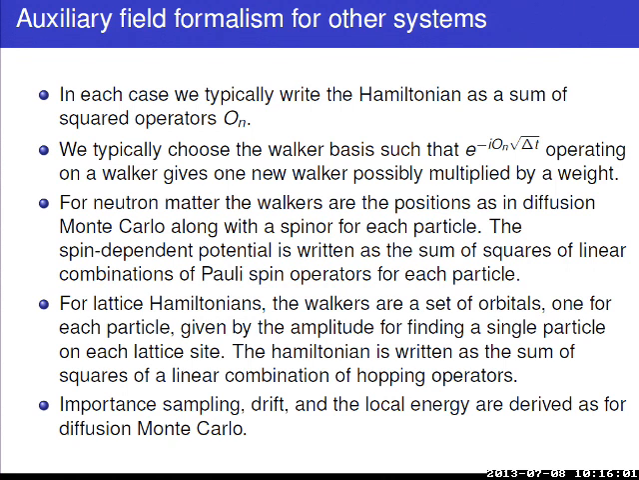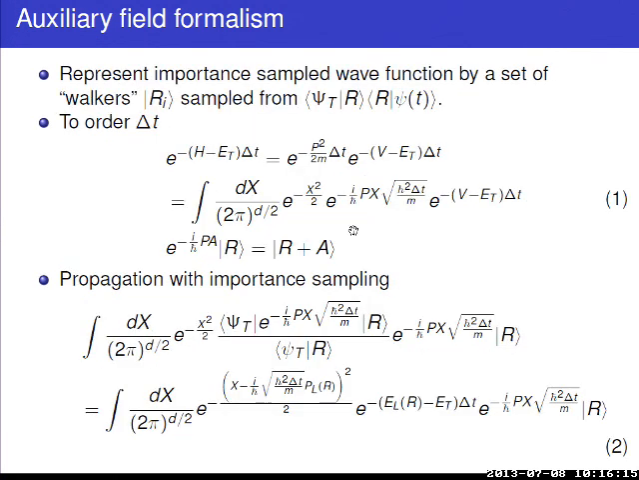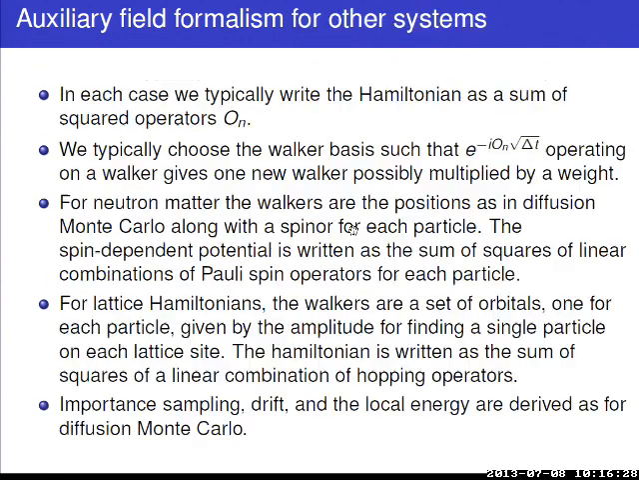For all the Hamiltonians I want to talk about, we can write the Hamiltonian as the sum of squares of operators. Because it looks like a Fourier transform here, as I said, it doesn't have to be squares; it's anything that you can Fourier transform the exponential of. It just happens that the square is a Gaussian, so it makes it nice. So all the ones I'll talk about are sums of squares.